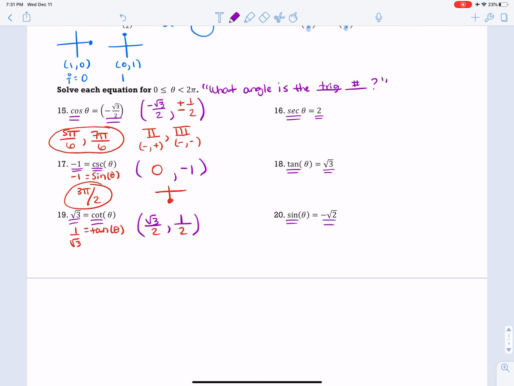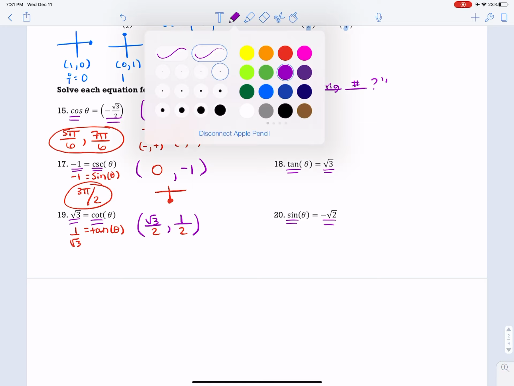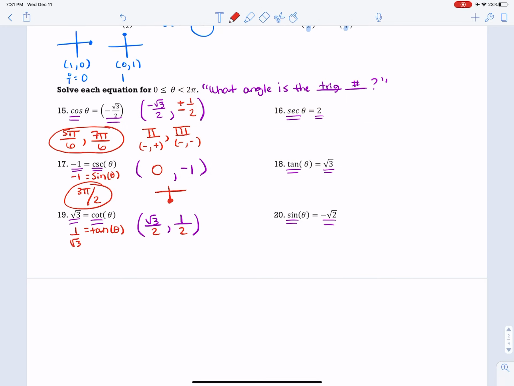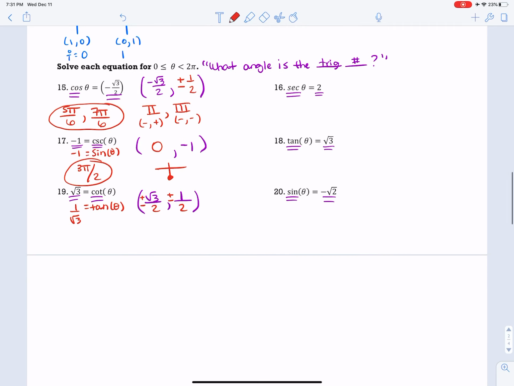Now, you have to keep in mind, what could the signs be? For number 17, the signs were what they were. They couldn't be any different. But for these, either our signs could both be positive, which will give us a positive answer, or they could both be negative, which would also give us a positive answer. So we think about it: what quadrant will we get positive from? That's quadrant 1. And what quadrant will we get negative from? That is quadrant 3. And so we identify what my radians are in those quadrants.